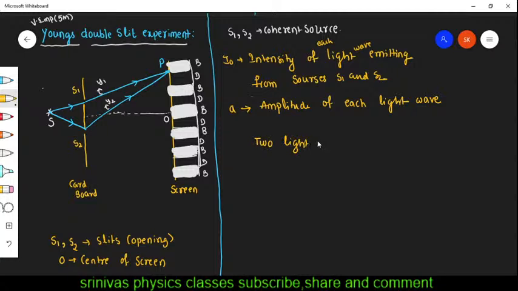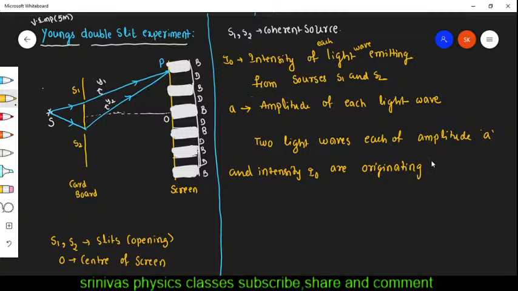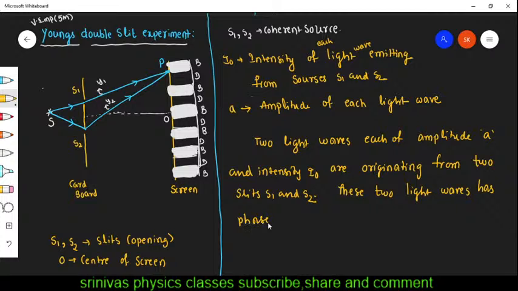Two light waves each of amplitude A and intensity I naught are originating from two slits S1 and S2. These two light waves have a phase difference. Let us consider the phase difference as phi.